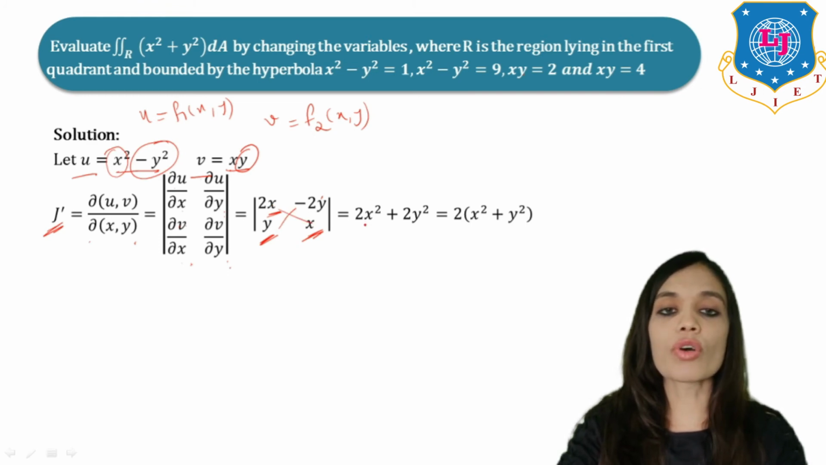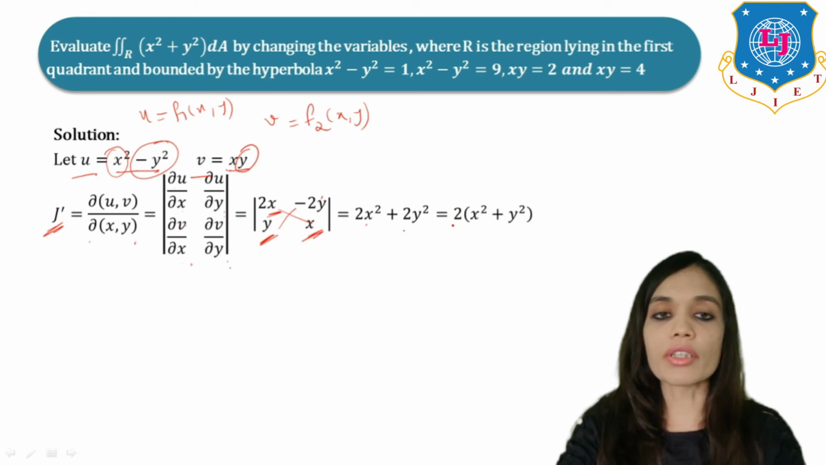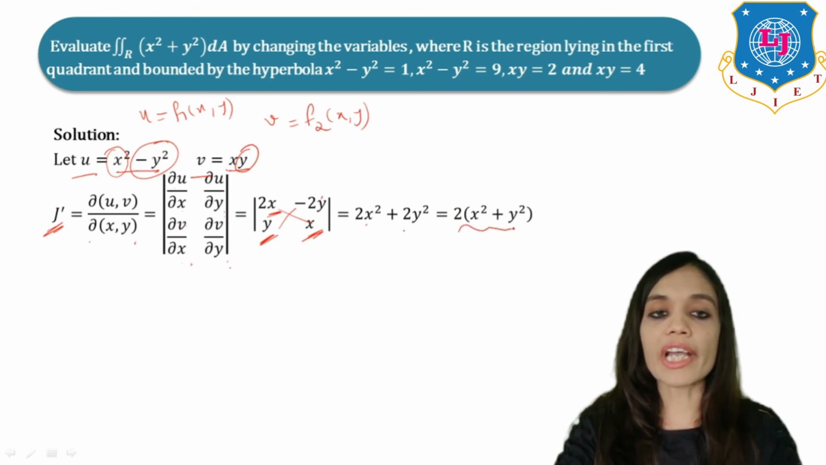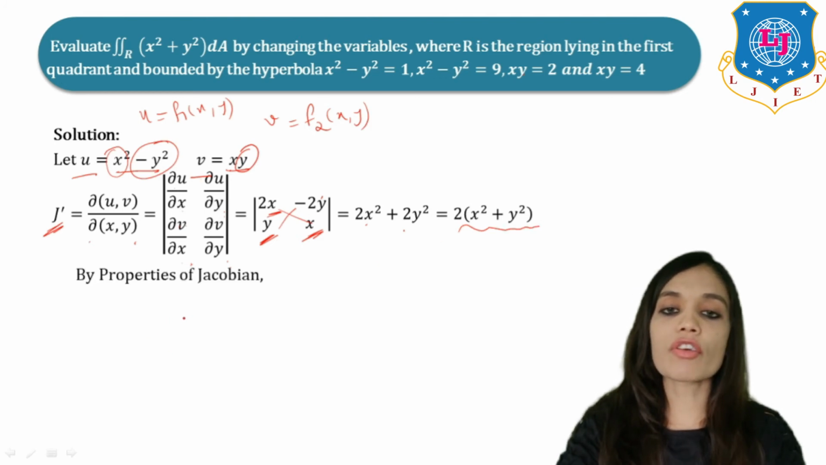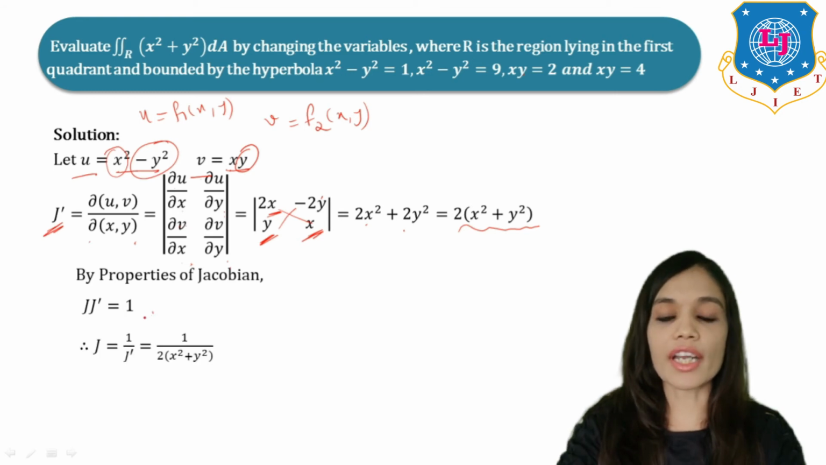So it will be equal to what? 2x square plus 2y square. Take out 2 common. So you will get the answer as 2 times (x square plus y square). Now using the properties of Jacobian, that is J into J dash is equal to 1, right? What we will get? J as 1 upon J dash. So it will be equal to 1 upon 2(x square plus y square).